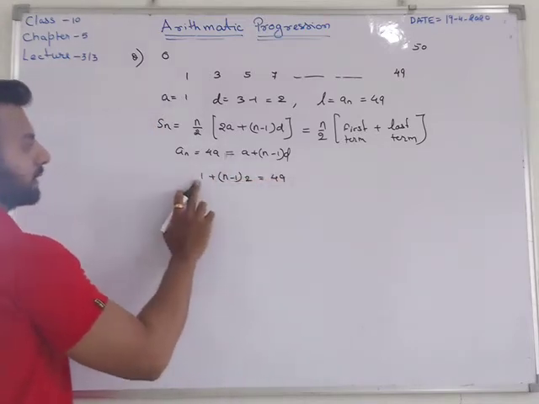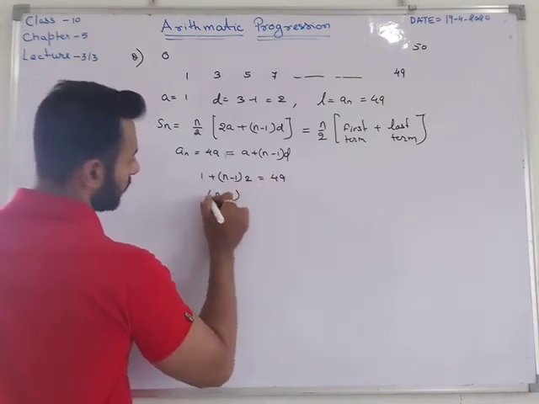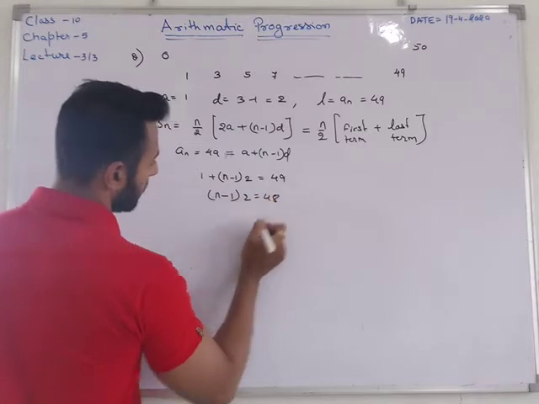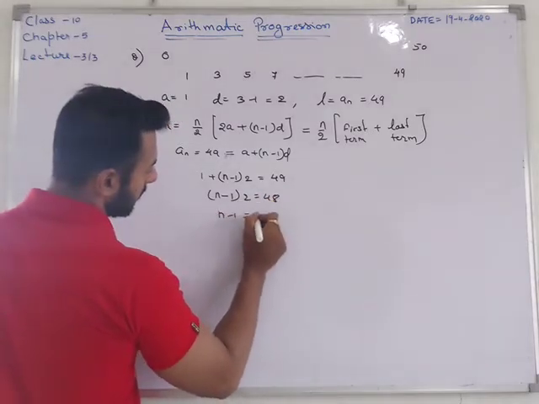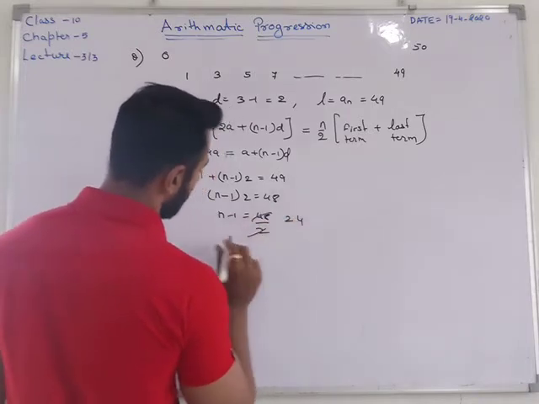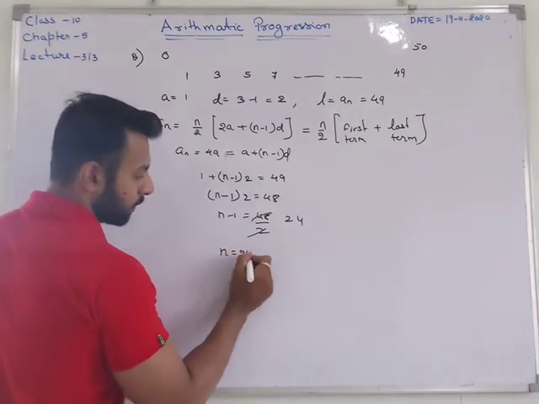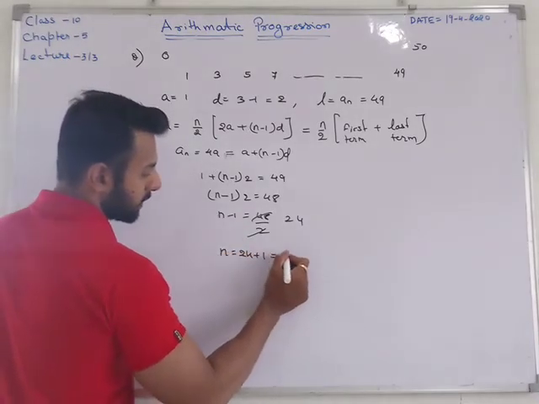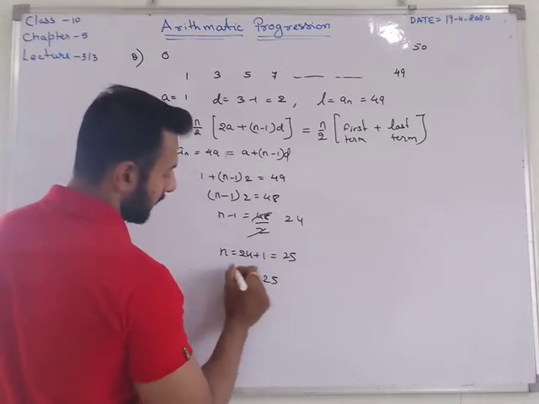So taking this 1 to the right hand side, (n minus 1) into 2 is equal to 48. Taking this 2 in the denominator, n minus 1 is equal to 48 by 2. Solving this we will be getting 24. Taking this minus 1 to the right hand side, n is equal to 24 plus 1, which is 25. So n is equal to 25.